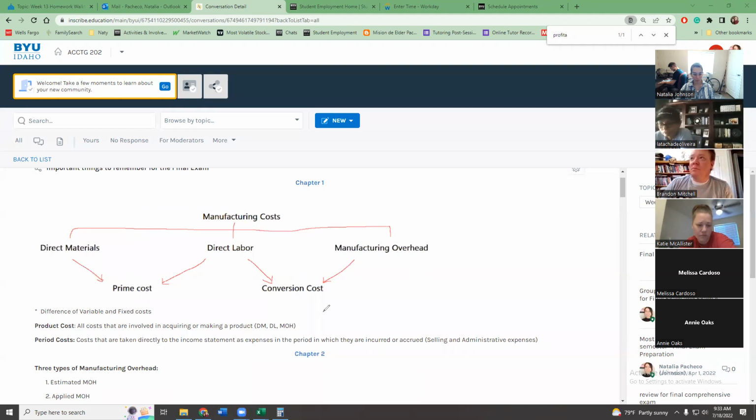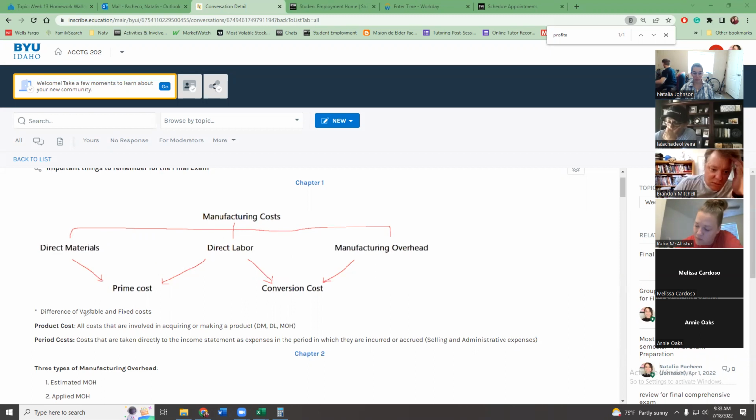So chapter 1 was they taught us about direct cost, indirect cost, and that manufacturing cost has 3 different costs: direct materials, labor, manufacturing overhead. The prime cost, remember that is these 2, direct labor and direct materials. And conversion costs are direct labor and manufacturing overhead.